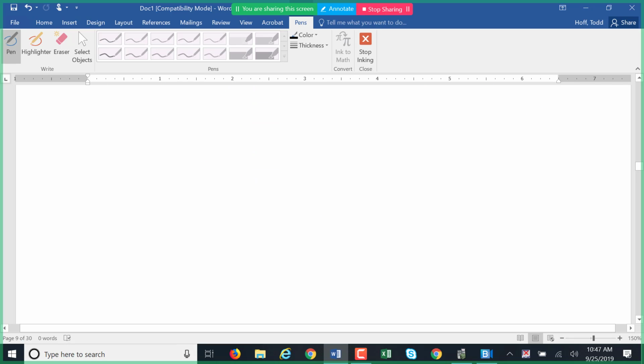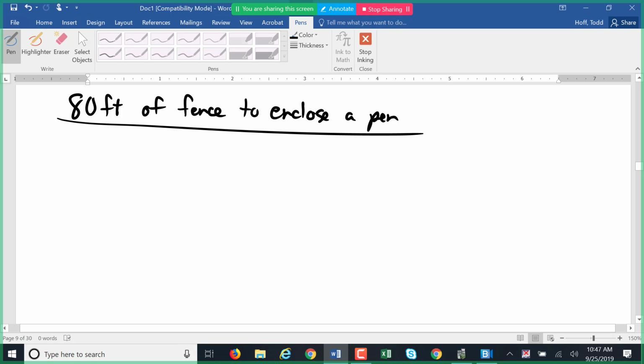We can maximize this. Let's say we have 80 feet of fence to enclose a pasture, or to enclose a pen, I should say. That wouldn't be much of a pasture. Find the maximum, the largest area.